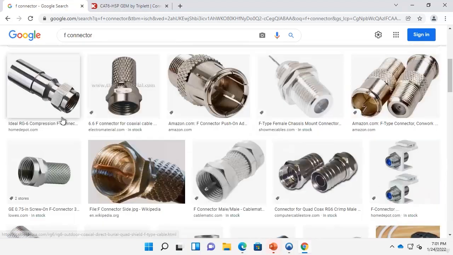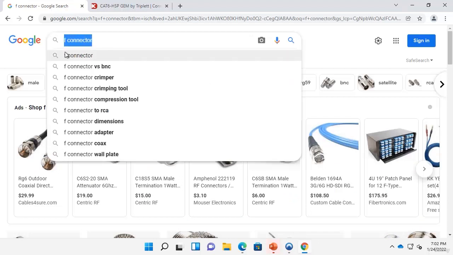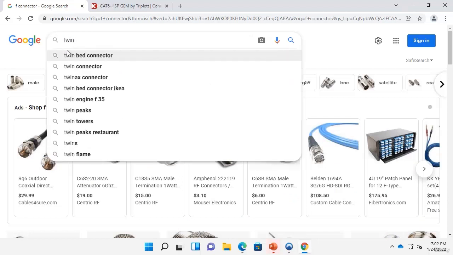But there are the F connectors. That's kind of an old style F connector. It could be called a barrel connector as well. They don't get into some of the older versions anymore. Let's go with twin axle.